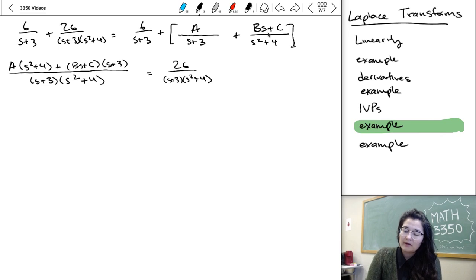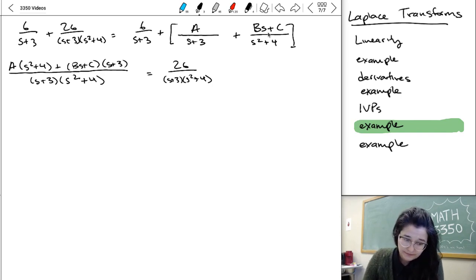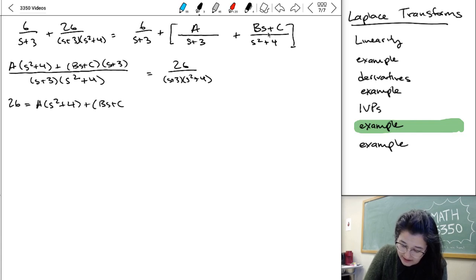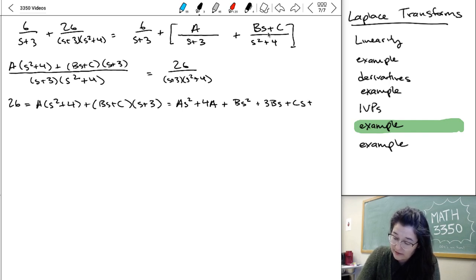So I'm going to basically ignore what's on the bottom. I set up the top so that this was a problem for the fraction that I'm decomposing based on what's on the bottom. And now all I'm going to do is make the top part of the equation equal. So I want to have that 26 is equal to A times s squared plus 4 plus Bs plus C times s plus 3. Multiplying all that out, I'm going to be looking at As squared plus 4A plus Bs squared plus 3Bs plus Cs plus 3C.